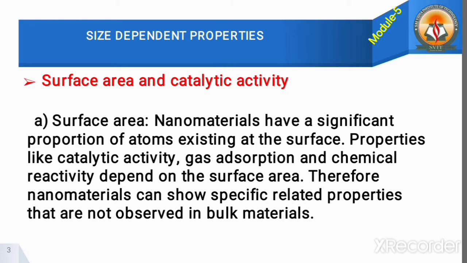Properties like catalytic activity, gas adsorption and chemical reactivity depend on the surface area. Therefore, nanomaterials can show specific properties that are not observed in bulk materials. One of the important reasons why the properties change when materials are reduced to nanoscale is that in nanoparticles, surface area is very large. Atoms on the surface of a material are often more reactive than bulk. So nanomaterials of a material show different properties compared to larger particles of the same material; gas adsorption, catalytic activity and chemical reactivity are more in nanoparticles.